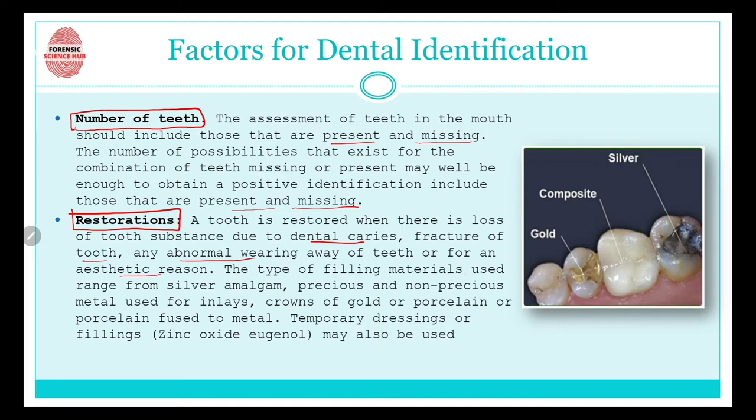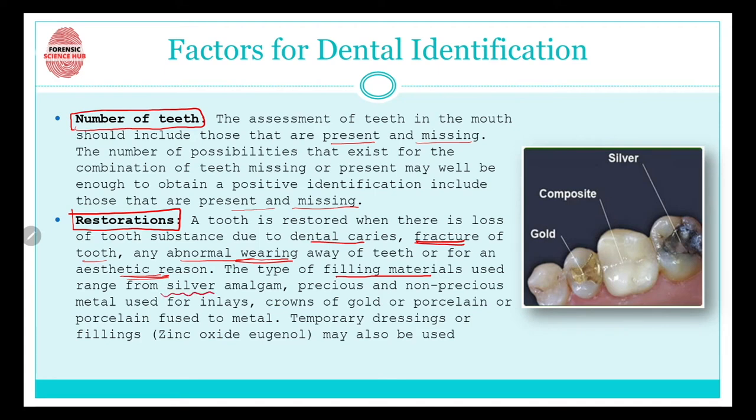The type of filling material used. So basically, people restore their teeth for various reasons. For example, if there is any kind of fracture in the tooth, or any kind of wear and tear of the tooth, or even for aesthetic reasons, just for eye-pleasing reasons. So people can go for filling materials, and there are different kinds of filling materials that can be used.